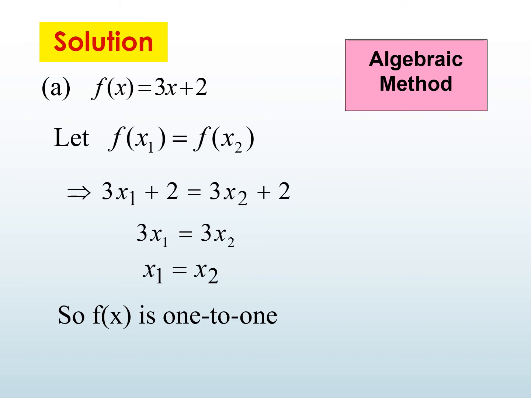This is using the algebraic method to show a one-to-one function. You can choose either the graphical method or the algebraic approach. I show you both methods. Since the function f(x) equals 3x plus 2 is a one-to-one function, f inverse exists.